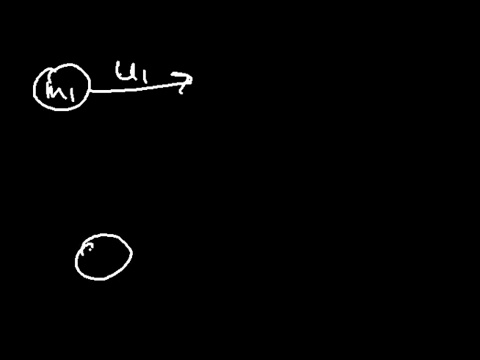Now let's say we have an object m1, moving towards this direction with initial velocity u1, and there is an object of mass m2, moving towards this direction with initial velocity u2.